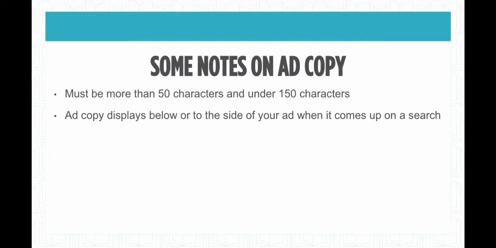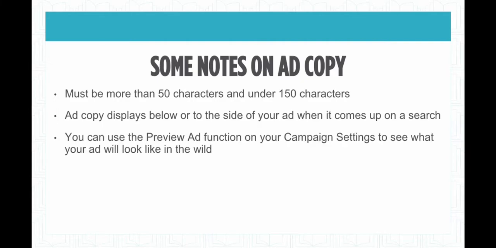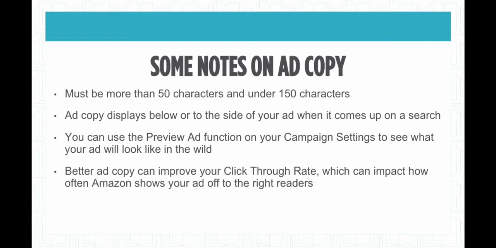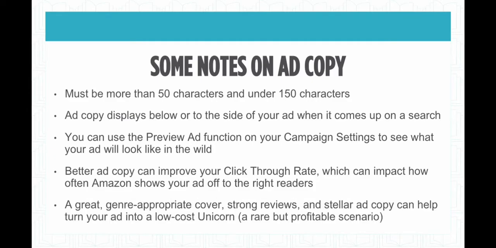Ad copy displays below or to the side of your ad when it comes up on a search. You can use the preview ad function on your campaign settings to see what your ad will look like out in the wild. I will show you that in an existing campaign. Better ad copy can improve your click-through rates, which can impact how often Amazon shows off your ad to the right readers. So this is a good thing. You can potentially get lower cost clicks over the long term if your ad copy is very, very good.